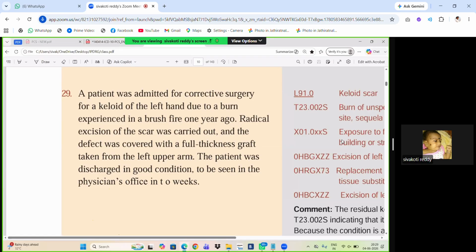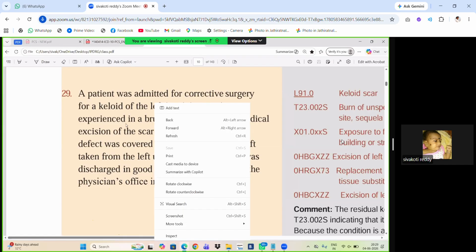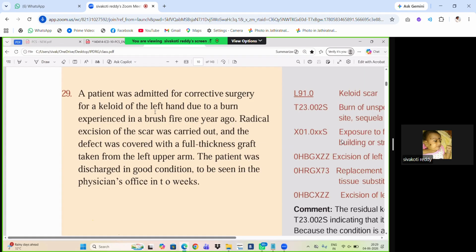They took the graft from the upper arm and they did the left hand correction. Correct? Graft collected from the upper arm and they performed it for the hand. Correct? Surgery for the left hand. Yes, Shiva. Next.